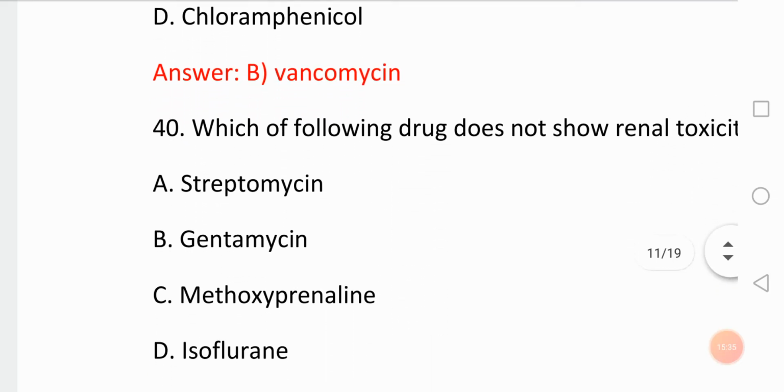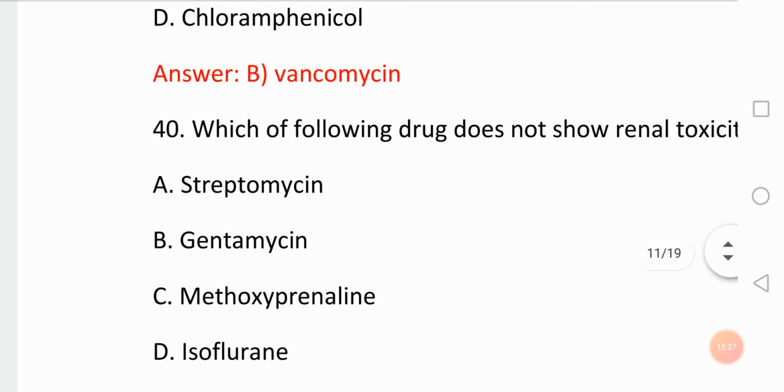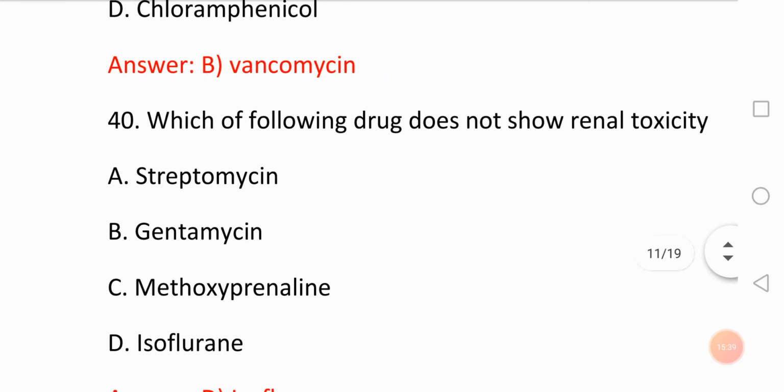Which of the following drugs does not show renal toxicity? A. streptomycin, B. gentamicin, C. methoxyflurane, and D. isoflurane. And the answer is isoflurane. All show nephrotoxicity, that is streptomycin, gentamicin, and methoxyflurane.